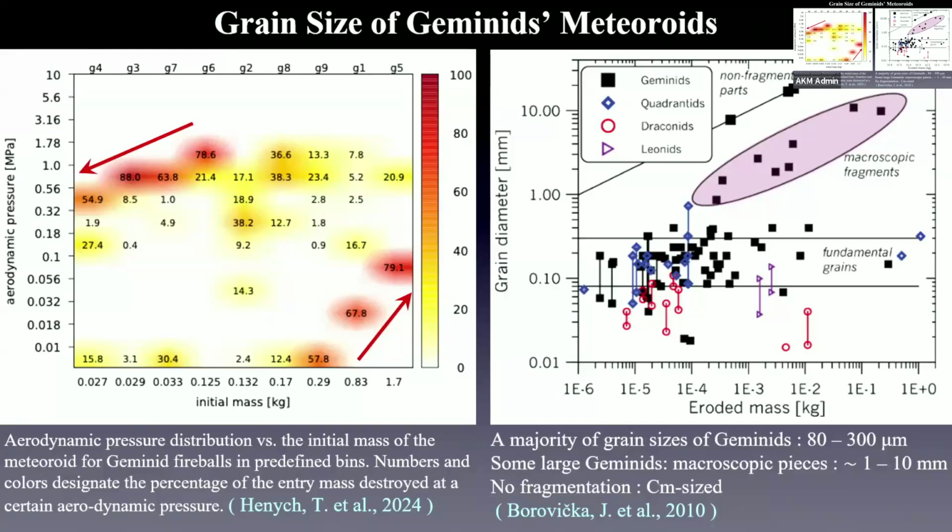And E. G. Borovichka also published in this paper. He analyzed in the same way, using a very precise light curve to fit his model, to show the grain size of Geminids. Most of the normal Geminids are probably between 80 to 300 micron in diameter, but for larger meteoroids, Geminid macroscopic pieces between 1 to 10 millimeter show increasing size with grain size. And more than centimeter size has no fragmentation here.